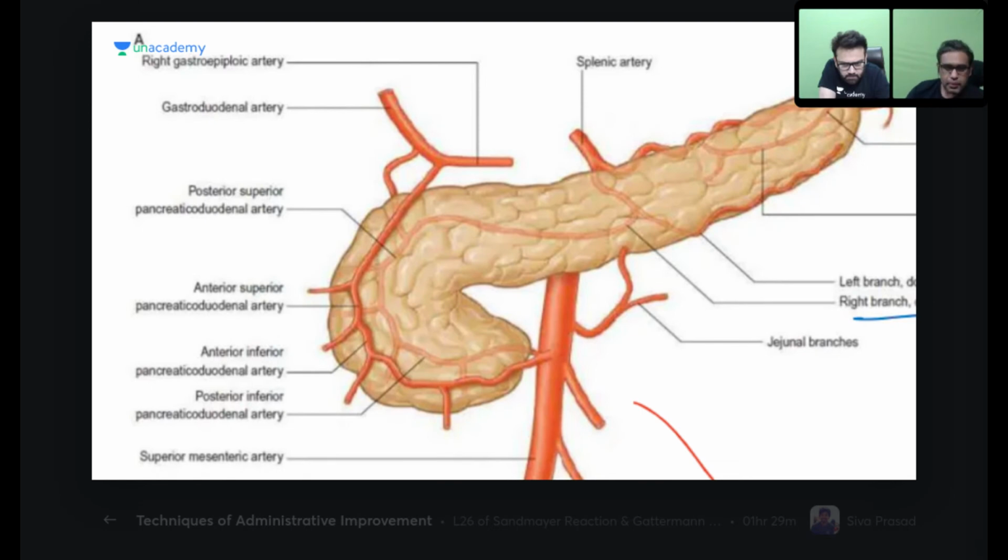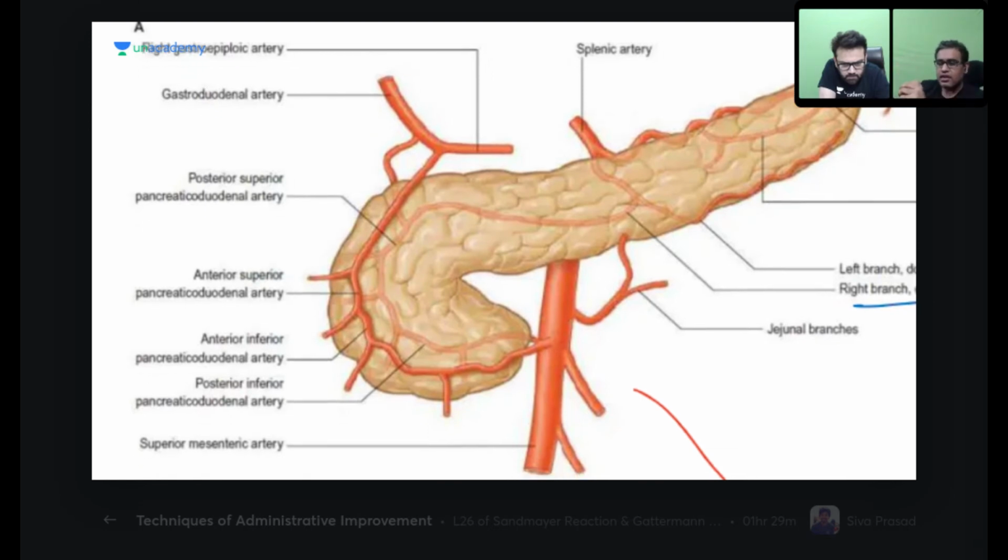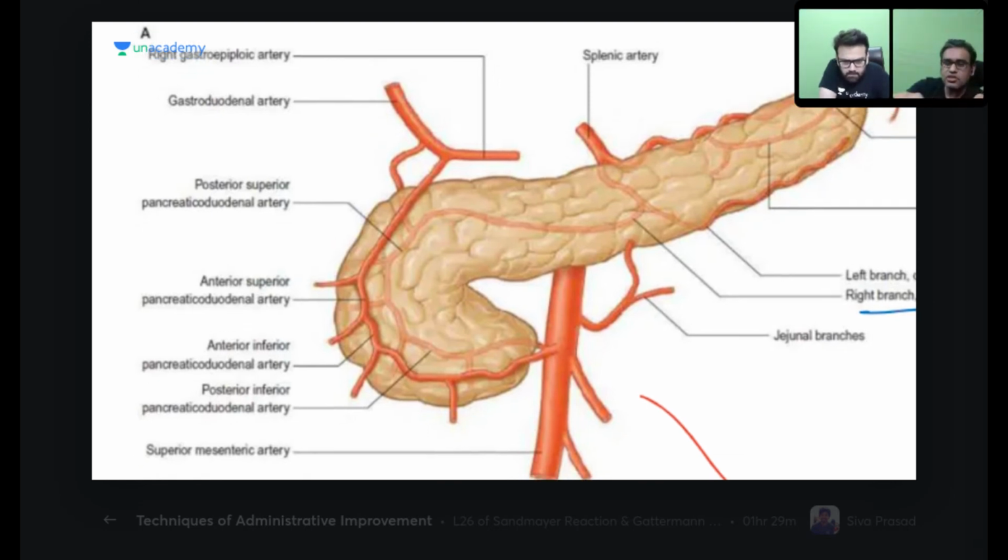Okay, so here what we are seeing, the celiac trunk gave off the splenic artery, which is going from the body and the tail into the splenic hilum. So there are two structures, splenic vessels and the tail of pancreas. These both are lying in the lienorenal ligament, because splenic vessels and the tail are both going towards the hilum of spleen, that is in the lienorenal ligament.